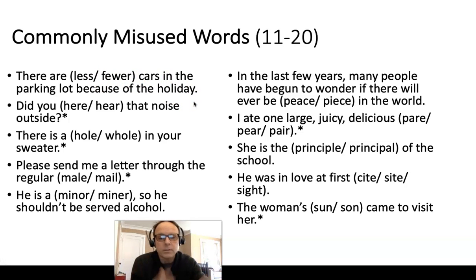Okay, there's only 10 cars in the parking lot. That's fewer, if it's countable. Now think about something you can't count. So I'm drinking, I'm not going to tell you what... no, I'm just kidding. It's just water, I promise. Just a glass of water here.